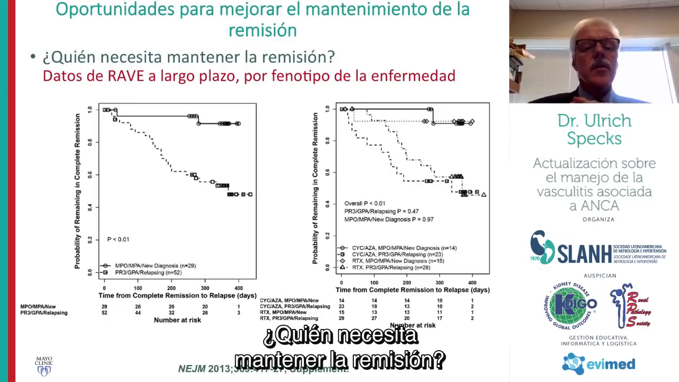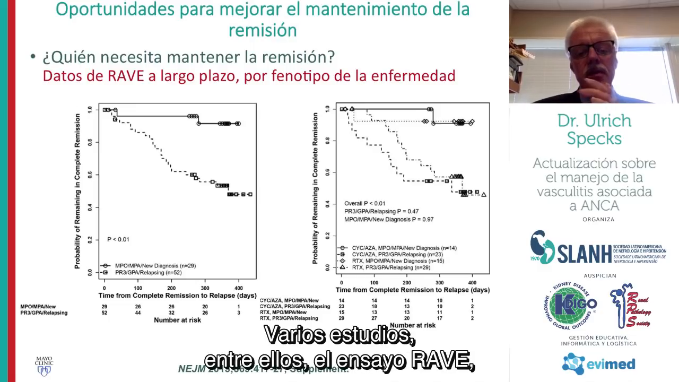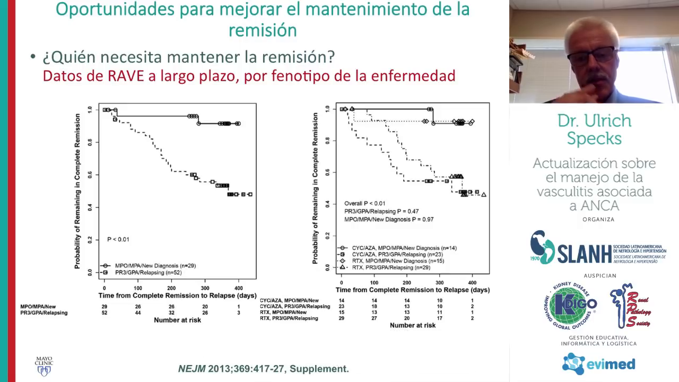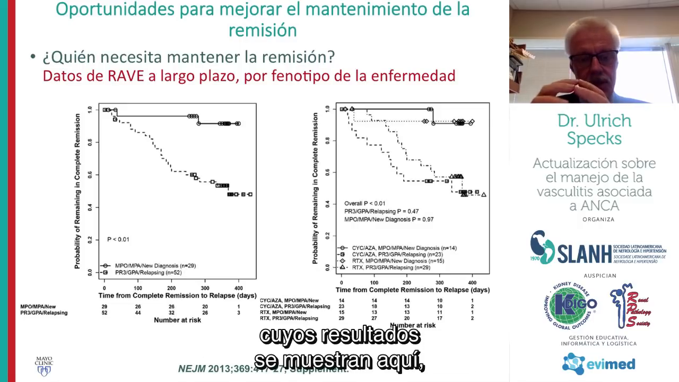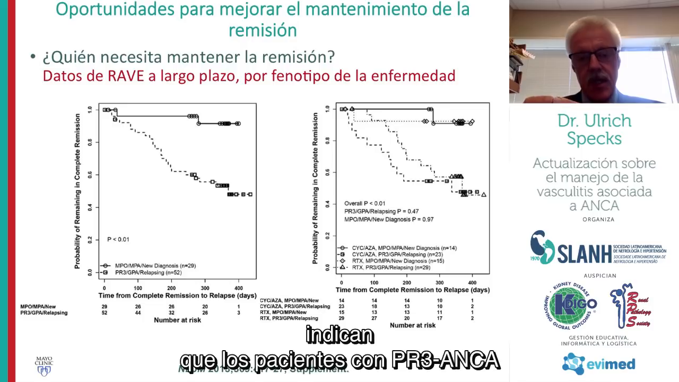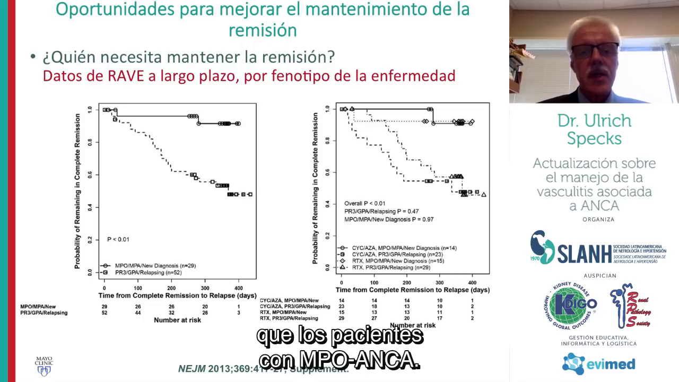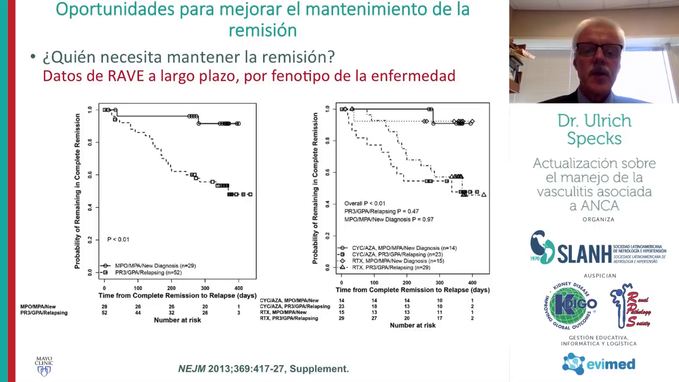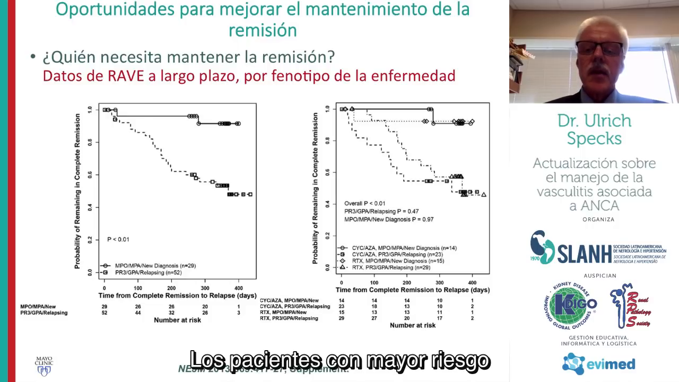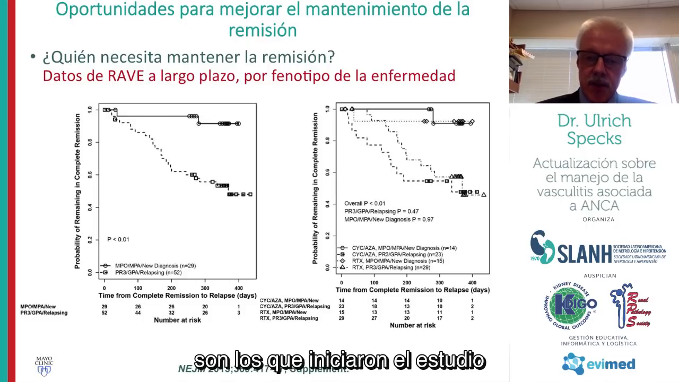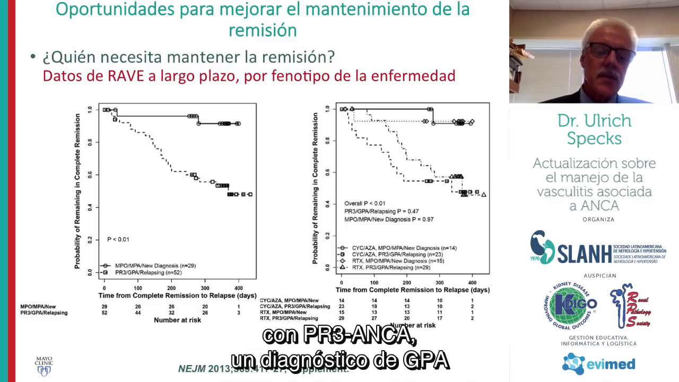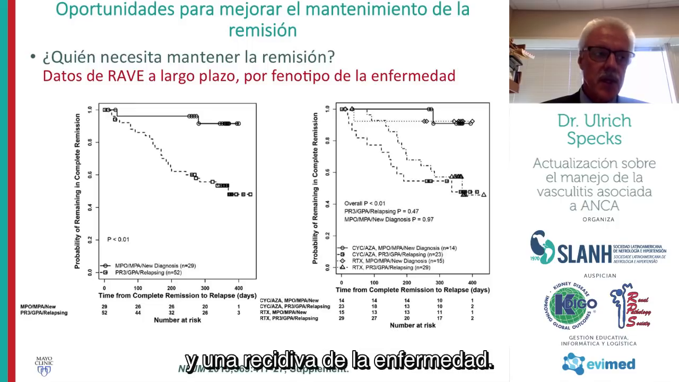Who needs remission maintenance? Several studies, including the RAVE trial, from which the results are shown here, have indicated that patients with PR3 ANCA are at much higher risk for relapse than patients with MPO ANCA. And the patients at highest risk for relapse are those who entered the clinical trial with PR3 ANCA, a diagnosis of GPA, and a disease relapse.